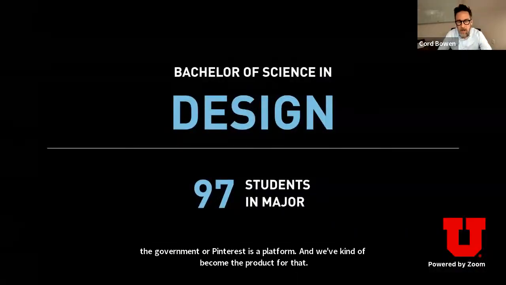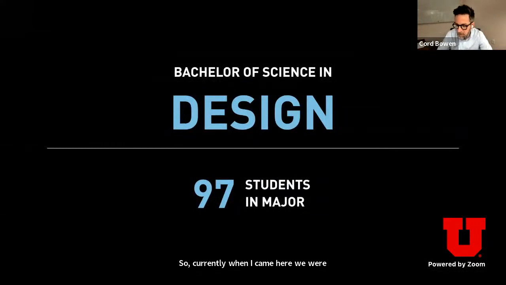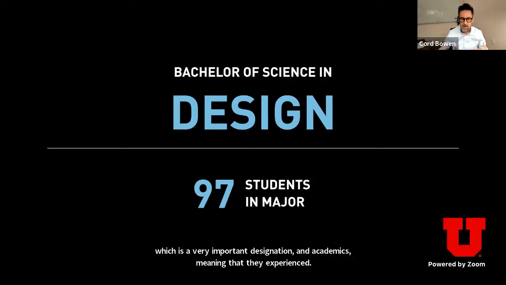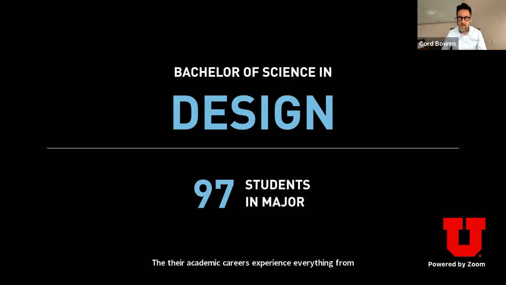So currently, when I came here, we were about 30 or 40 students in the program. We're almost 100 students in the major now. We usually have about 140 students outside of the major, circling, ready for application. And we've grown significantly. Our students receive a Bachelor of Science in Design, which is a very important designation in academics, meaning that they experience everything from the sciences and humanities to the arts, but lean a little bit more into the sciences, which I think provides a unique perspective as they push through.